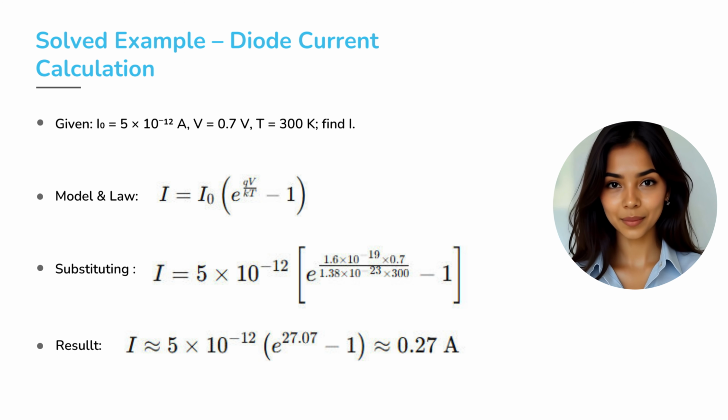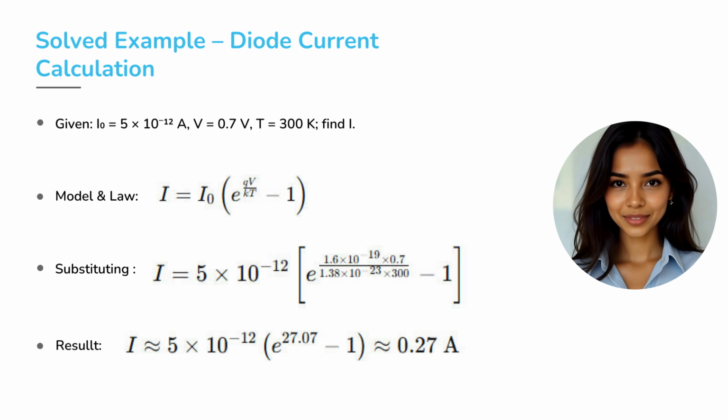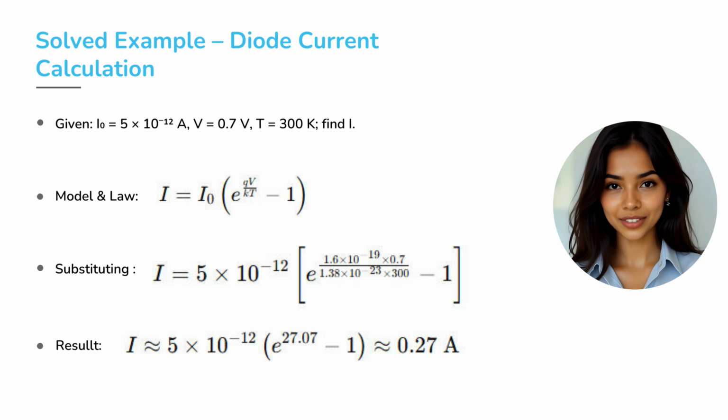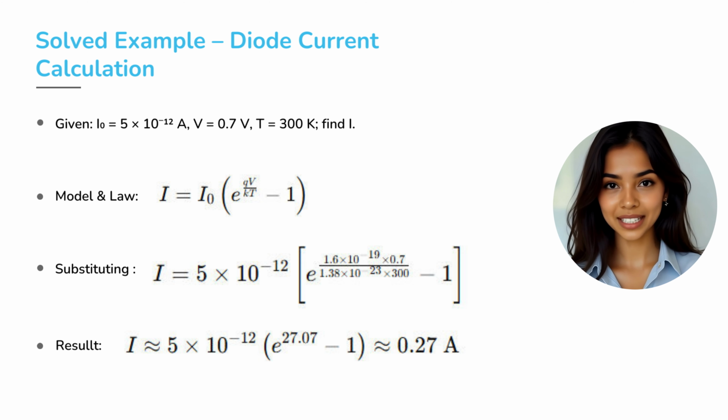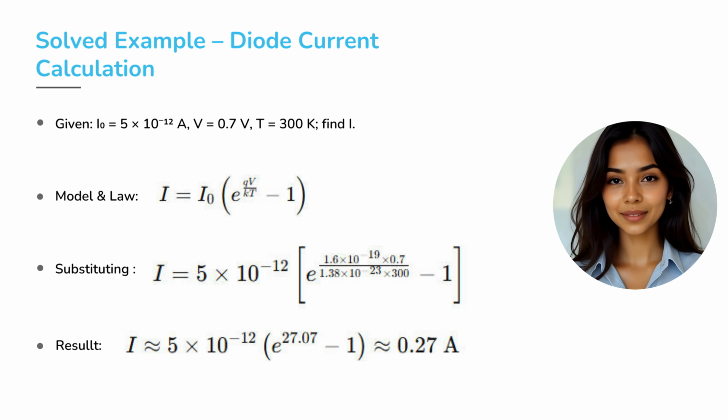That's 5 times 10 to the minus 12 amperes multiplied by open bracket e to the power of 1.6 times 10 to the negative 19 coulombs times 0.7 volts divided by 1.38 times 10 to the negative 23 joules per Kelvin times 300 Kelvin, close bracket, minus 1. That exponent turns out to be about 27.07. So e raised to 27.07 is a massive number. Multiply it through and we get I approximately equal to 0.27 amperes. That's a strong forward biased current, perfectly consistent with what we expect.